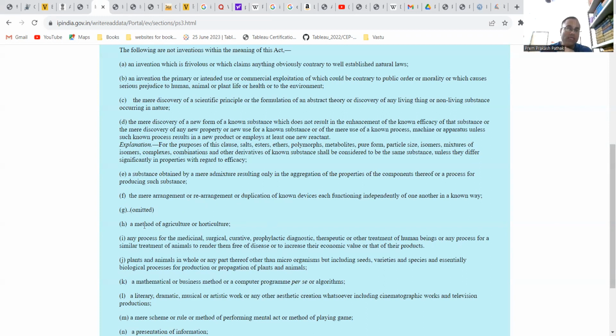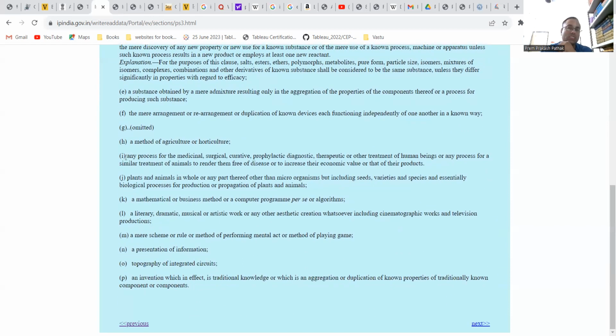And section 3H, a method of agriculture or horticulture. So anything we want to patent, a method of agriculture, how we are working in the field, how we are working in the garden, all those things, the method. It's not talking about the instrument to be used, but it is talking about the method. So that method is not patentable.